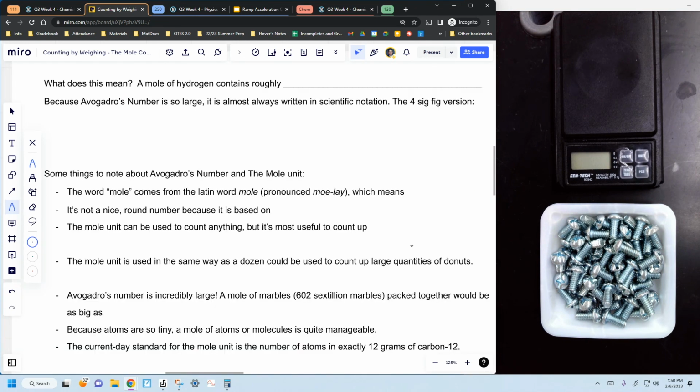So what does all this mean? A mole of hydrogen, remember the number of atoms in just 1 gram, contains roughly 602 sextillion atoms. It's an enormous number. Because it's so big, we almost always write it in scientific notation. The 4 significant figure version is 6.022 times 10 to the 23rd power. Again, you can think of this as 602.2 sextillion atoms in a mole.